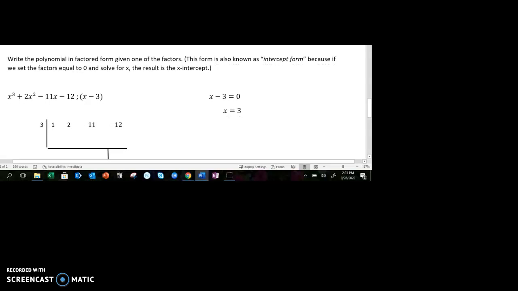For example, this polynomial in factored form is x plus 2, x minus 4, x plus 5. This is our goal. We want to be able to write the factored form of our polynomial. If I were to multiply these three factors together, I would get the original polynomial. Okay, let's write the polynomial in factored form if I give you one of the factors. This form is known as intercept form. We talked about this on Monday. It's called intercept form or the factored form.